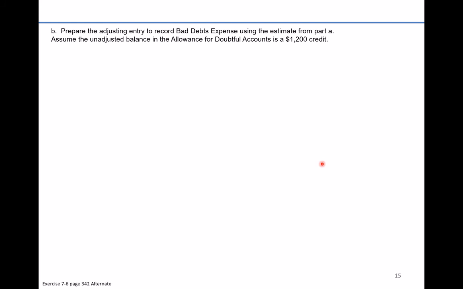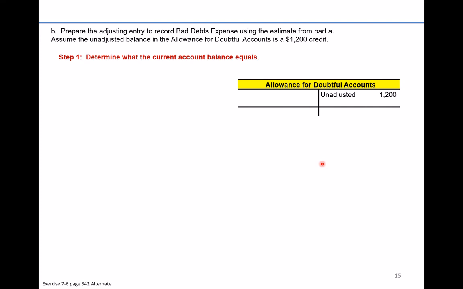Part B says prepare the adjusted entry to record bad debt expense using the estimate from Part A. Assume the unadjusted balance in the allowance for doubtful accounts is a $1,200 credit. Okay, well this is how we saw to solve the problem for exercise 7.5, so this will be somewhat similar. First step is to determine what the current account balance equals. We know there is a beginning amount of $1,200. That's the credit amount that they show us.